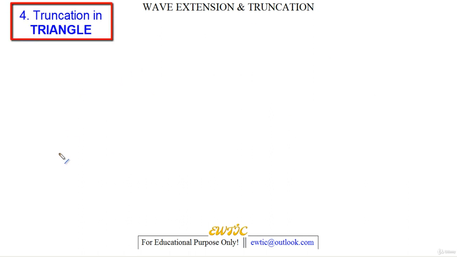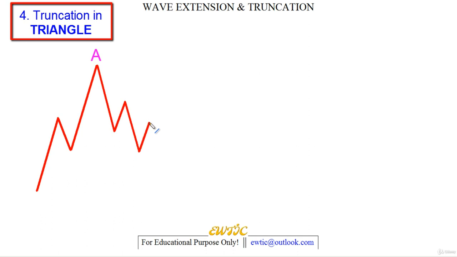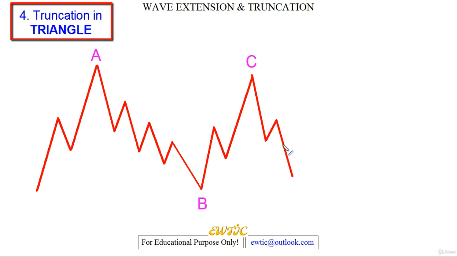What about the triangles? Well, this one is interesting because this is more common than the rest of the patterns, okay? As I said, the truncation is a very rare phenomenon, right? It is not very common, but for the triangles, it is more common than the rest of the patterns, okay? You will see wave A, B, and C for the wave A of a triangle. Then you will see maybe an extended wave B of a triangle, double zigzag maybe. Then you will see wave C of a triangle of normal size. Then you have wave D of a triangle, again of normal size.